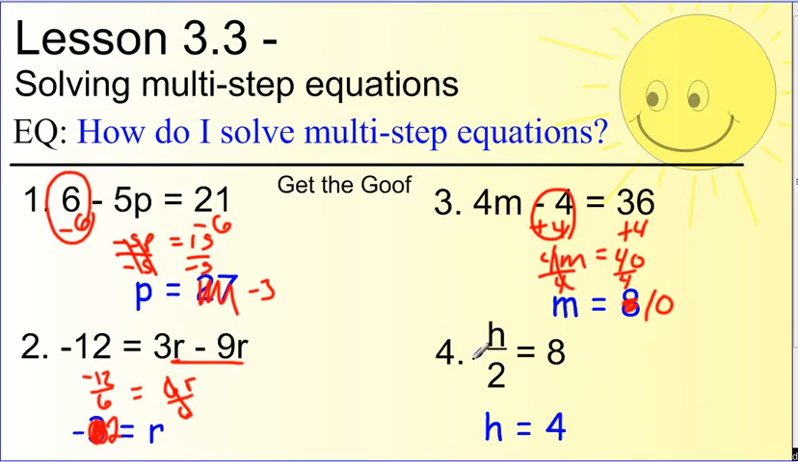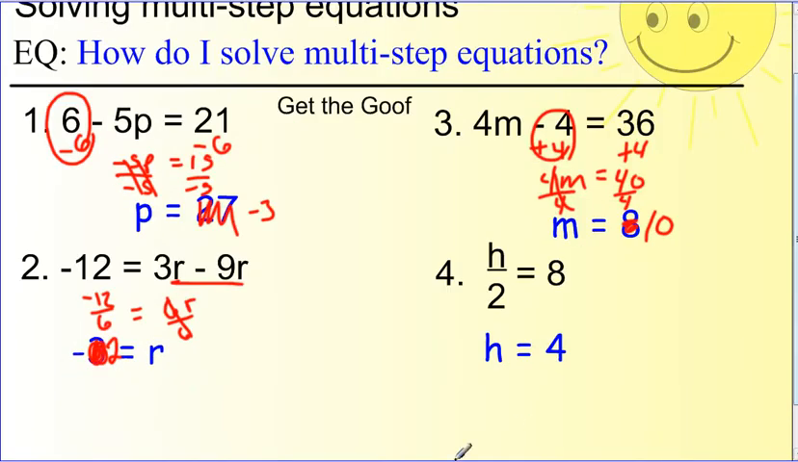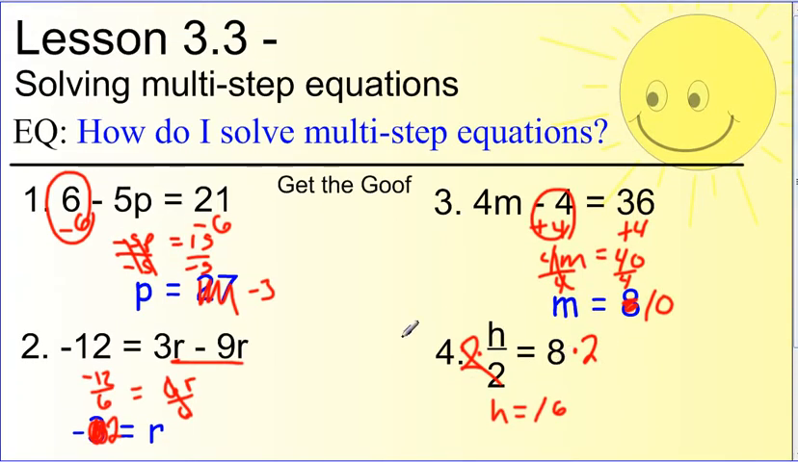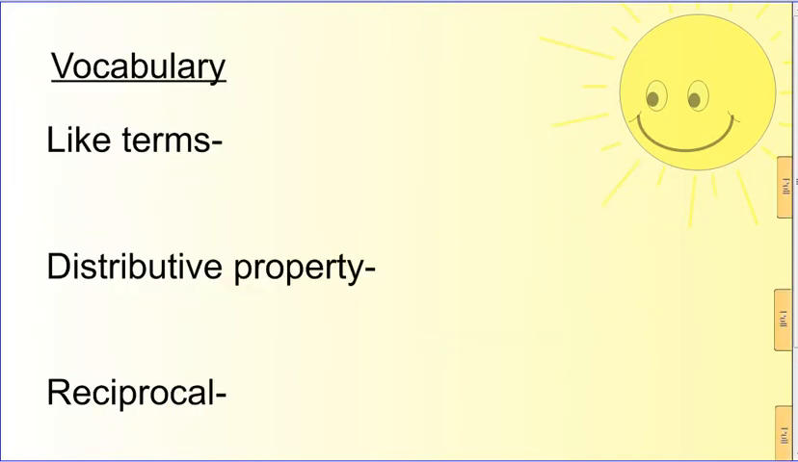Number 4. Let's bump down a little bit here. So the variable is being divided by 2, so you times by 2, times by 2, cancel. H equals 16. Alright, so this was actually a one-step, but those were two-step equations. And we're going to see how we get up into like 3 steps, and 4 steps, and 5 steps.